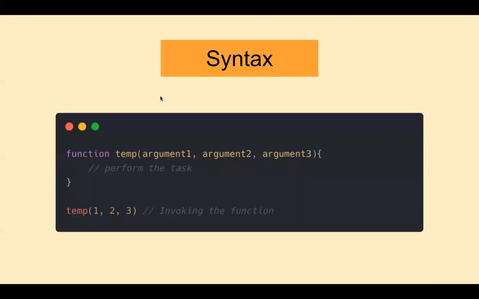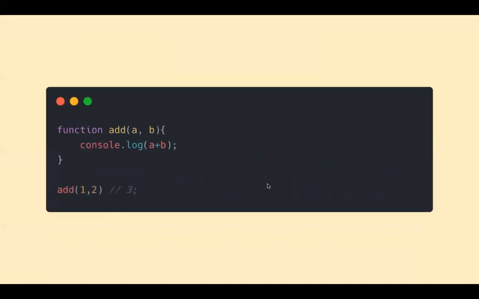So the syntax of a function is basically the function keyword, then the name of the function and the arguments. And then we open up the curly brackets and we write whatever code we want for that function to perform that particular task. And then we call the function. We call it by writing the name of the function and giving the required number of arguments. That is called invoking the function.